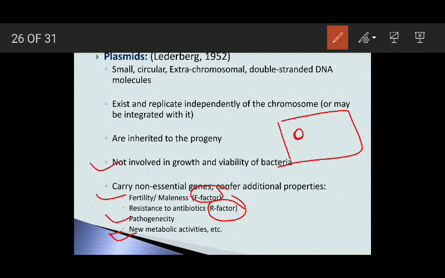And some plasmids determine whether the bacterial cell will be able to show new metabolic activities. Say for example, this is a bacterial cell, it possesses this plasmid, and because of the presence of this plasmid, it has some unique metabolic activities, and these unique metabolic activities are not present in other cells.